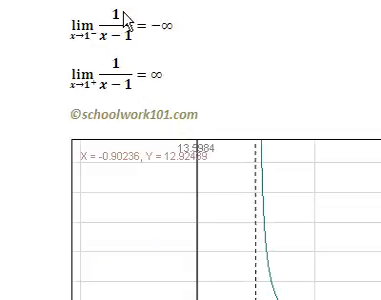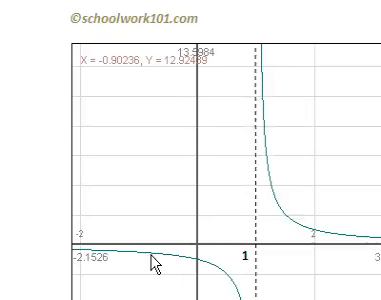Let's look at this limit here. We're approaching 1 from the left of 1 over x minus 1, and I'm saying it's equal to -infinity, and then the limit as x approaches 1 from the right hand side of 1 over x minus 1 is equal to +infinity. Let's look at the graph.